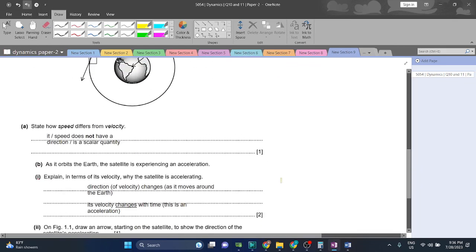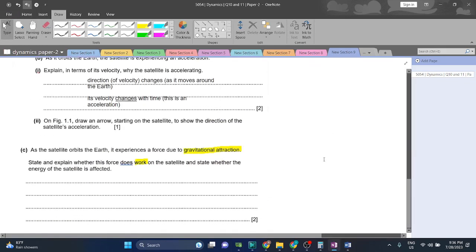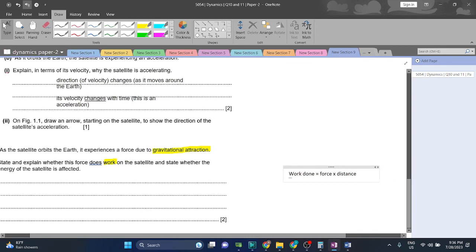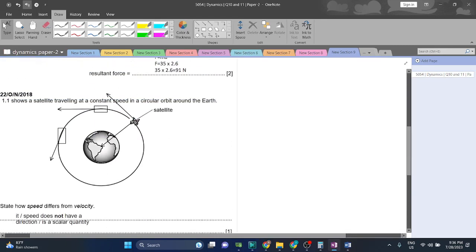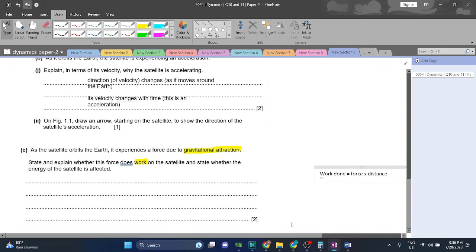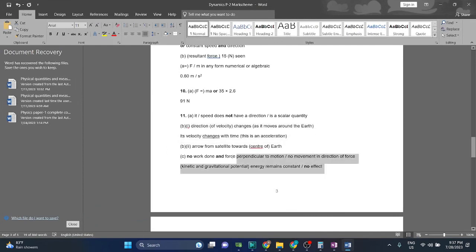No. What is the formula for work? The formula for work done is force times distance parallel to the direction in motion. It is parallel to the direction in motion, but this is perpendicular. This is the direction of the motion and this is the force, right? So they are perpendicular to each other. That means there is no work done. Okay? So that is the answer. My bad.